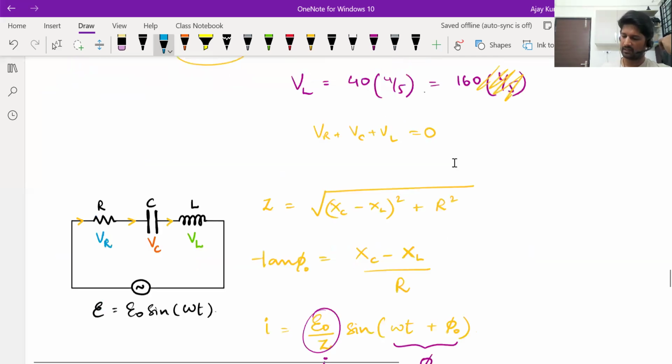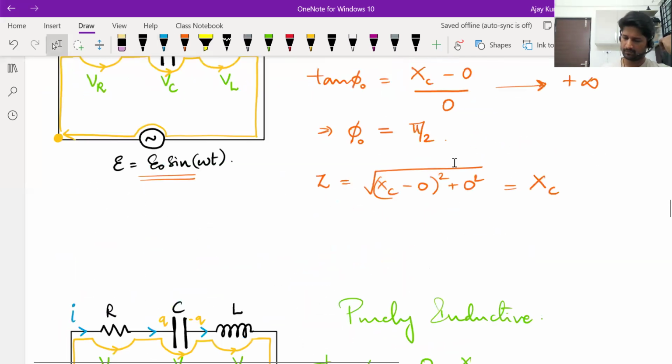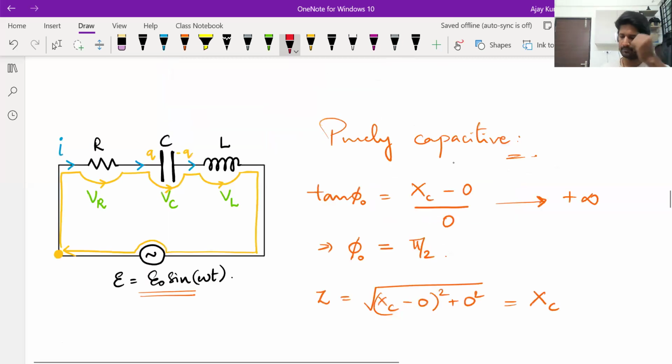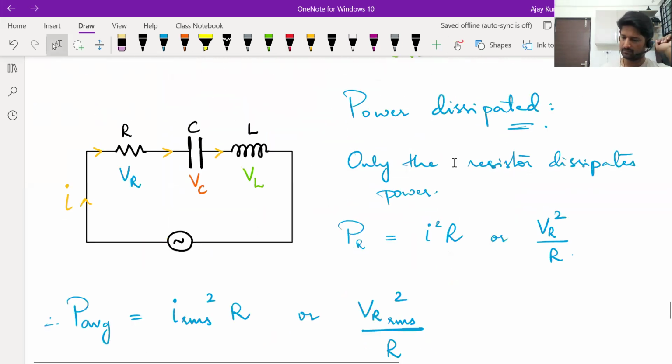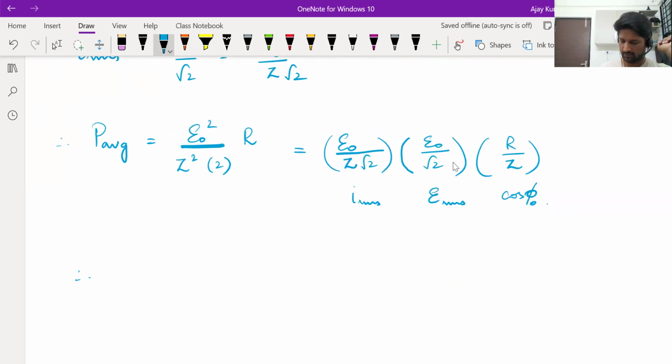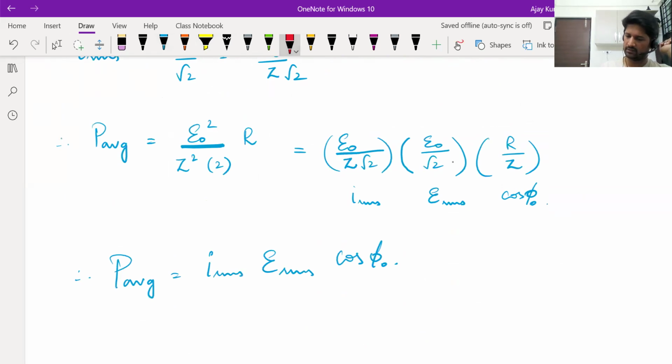And from the phasor triangle, this one, R by Z is nothing but cos phi. So we can write it as I RMS, E RMS, cos phi naught. Therefore, average power dissipated is RMS current, RMS voltage, cos phi naught. This cos phi naught in an AC circuit is called a power factor.